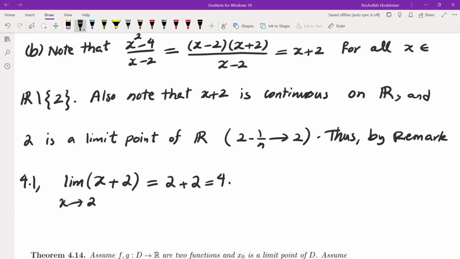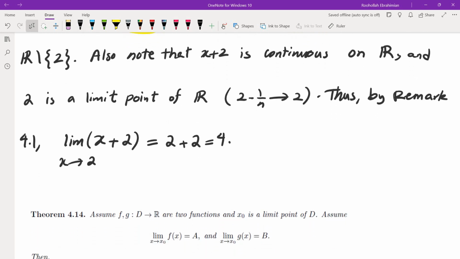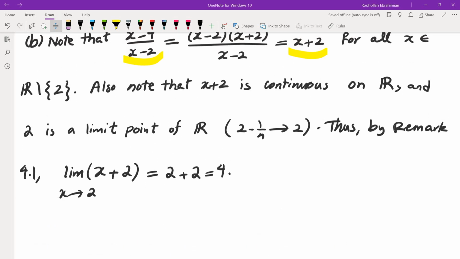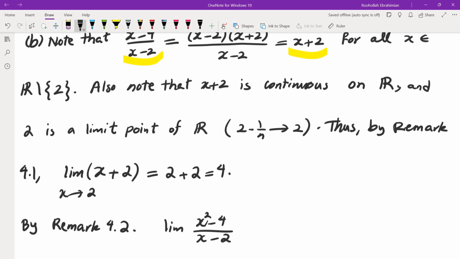Now the limit of the right side of this equality is 4, therefore the limit of the left side must also be 4 because of the other remark. So by remark 4.2, the limit of x squared minus 4 over x minus 2 when x approaches 2 is equal to 4. And that's exactly what we wanted to prove.